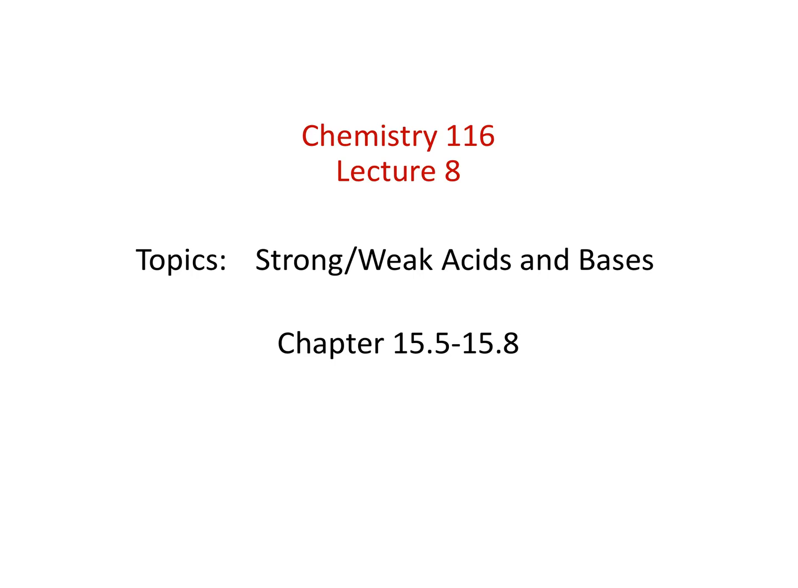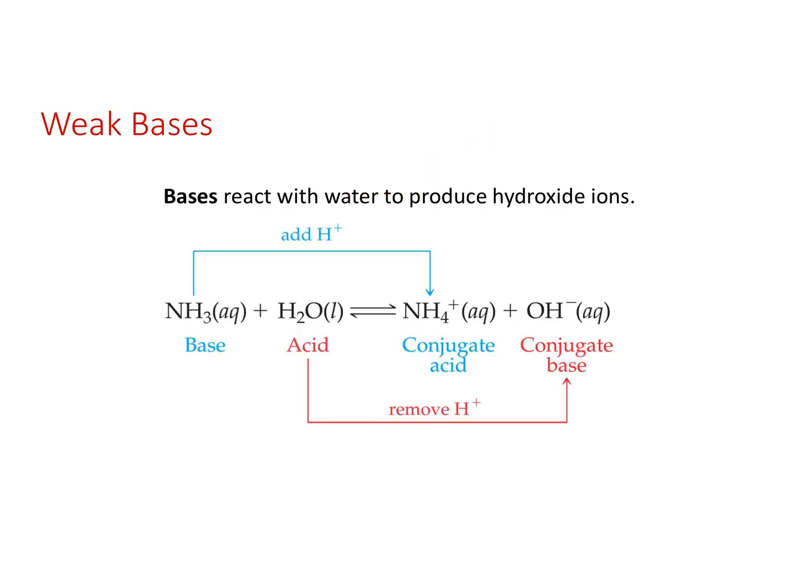In the last part of today's module, we're going to look at calculations of pH from weak bases. So bases react with water to produce hydroxide, right? We looked at ammonia behaving like a base. It's a proton acceptor. It accepts a proton from water. Water is the acid in this reaction, and that makes the conjugate acid ammonium and the conjugate base hydroxide.